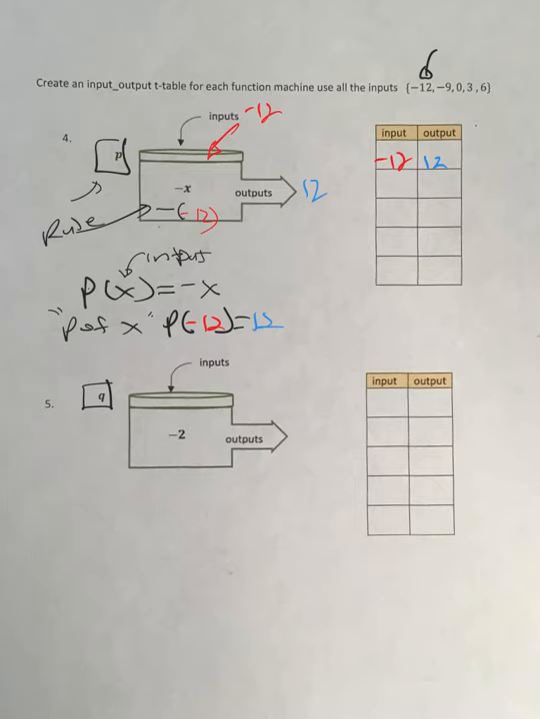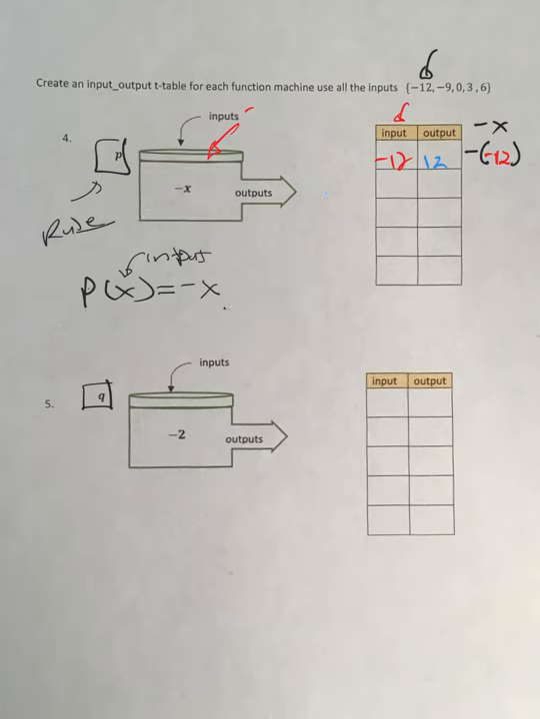So again, the rule was -x was the rule. So it's negative, and then we put a parentheses where the x used to be. And then our input, what was going into the machine, I put in red. And then a negative times a negative gives you a +12 out. So it's just understanding the notation is what this is about. Like getting used to what we call function notation. Just another way to write it.